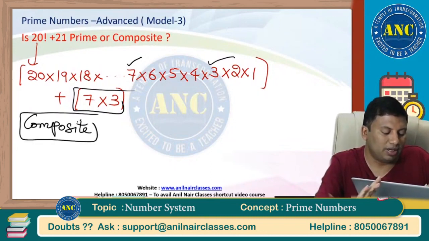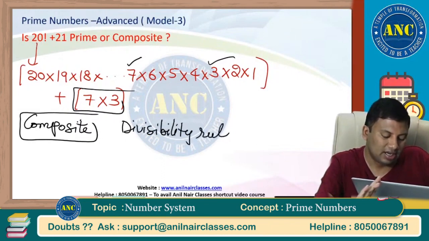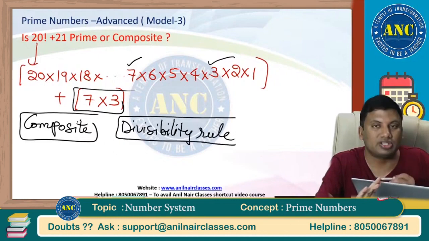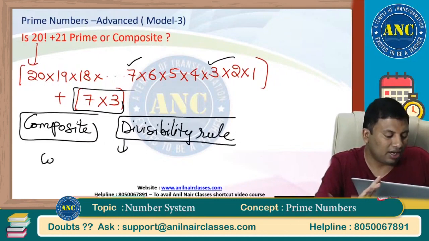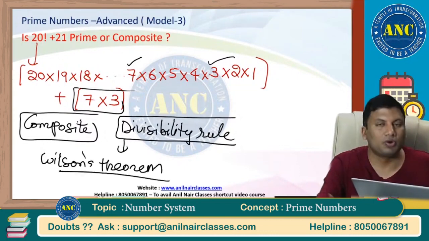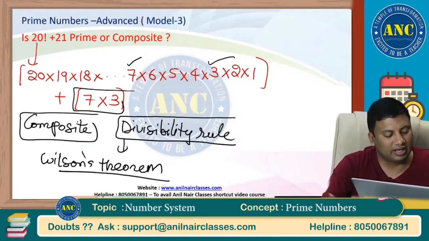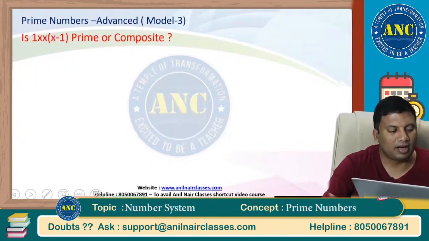Question could be anything, sir. Sometimes just by seeing the divisibility rule, you will get the answer. Or if the divisibility rule is not giving you the answer, then apply Wilson's theorem whenever you are in trouble. I hope you got the idea of how to check whether it is prime or composite.